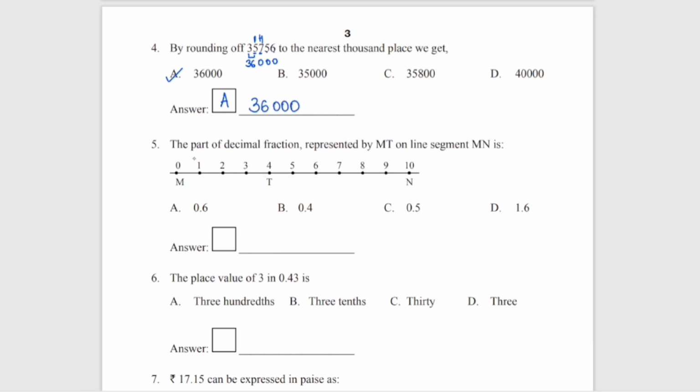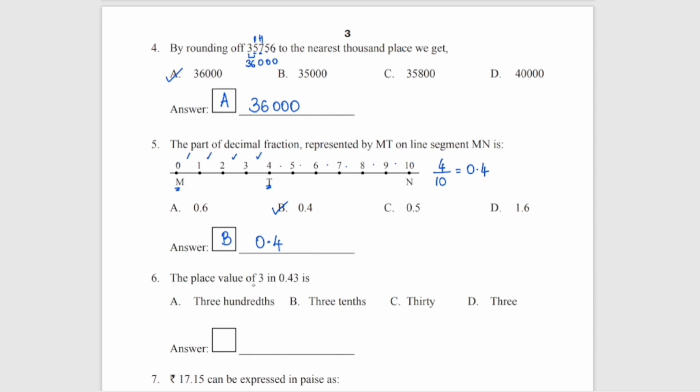The next question, the part of decimal fraction represented by MT on the line segment MN is dash. So from M to T there are 4 points: between 0 and 1, 1 to 2, 2 to 3 and 3 to 4. Also there are a total of 10 spaces provided between the line segment M and N. So MT is 4 parts out of the 10 parts. So the answer is 0.4. Correct option is B. Answer is 0.4.